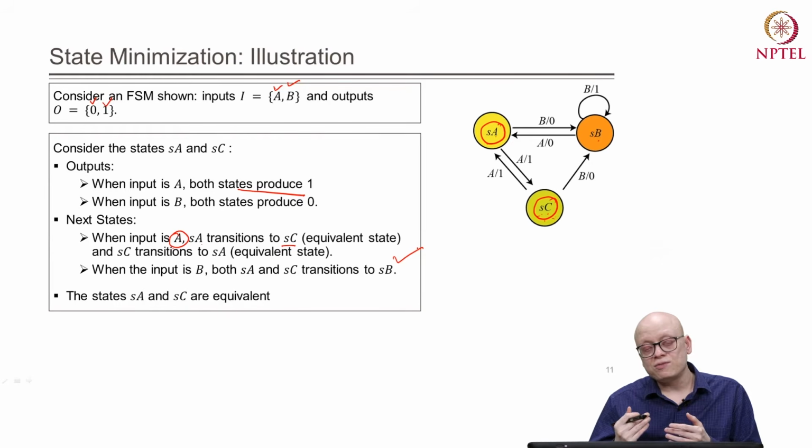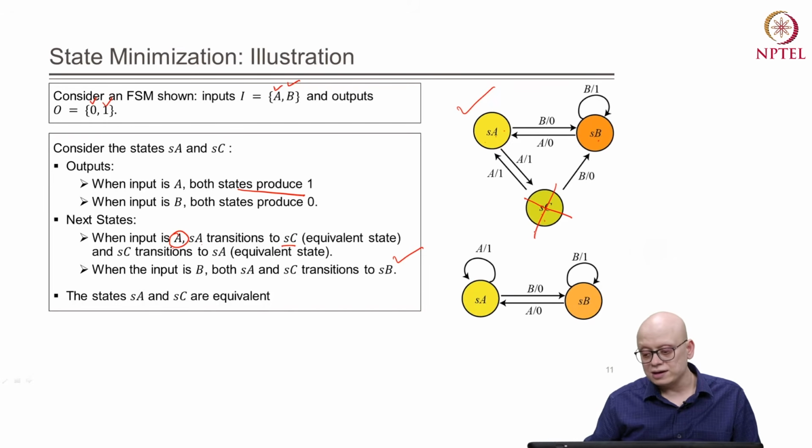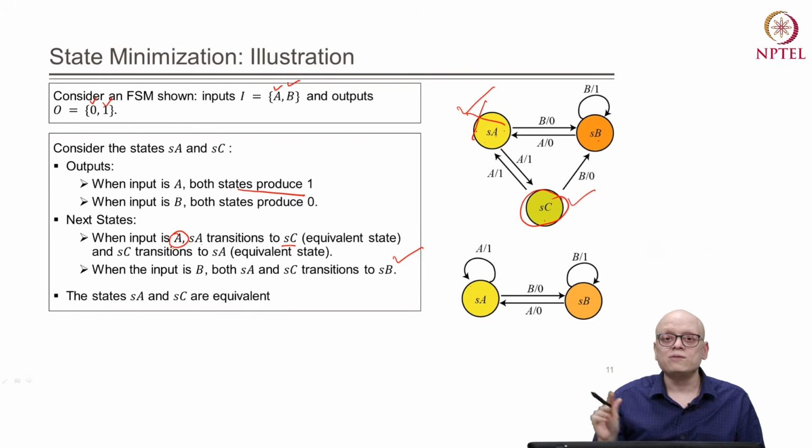Now, if these two states are found to be equivalent, we can retain one of the states. Say, let us assume that we retain SA and remove SC, and we get this kind of FSM, right. So, for the case A equal to 1, whenever the input is A, it goes to the same state, so this extra edge is created, and SC is eliminated. We could as well have retained SC and eliminated SA. The behavior of the FSM would remain the same.